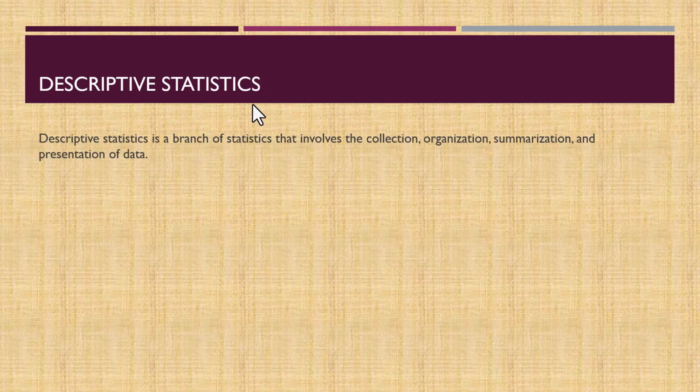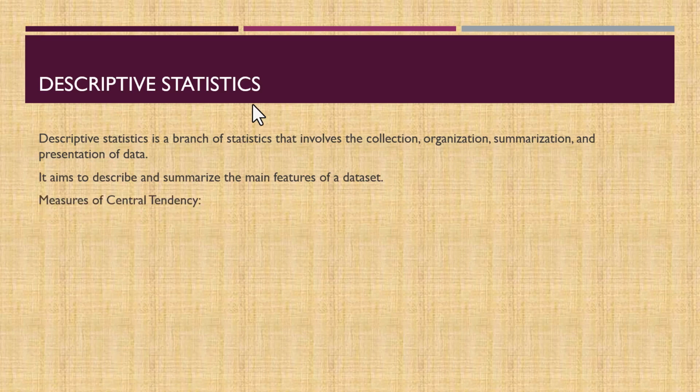Descriptive statistics is a branch of statistics that involves the collection, organization, summarization, and presentation of data. And this aims to describe and summarize the main features of a data set. Under descriptive statistics, we have measures of central tendency. Like, you want to know how your data is summarized. For example, you want to find out the mean of age in your data. You want to find out the median of something. You want to find out the percentiles, quartiles, standard deviation, and more.